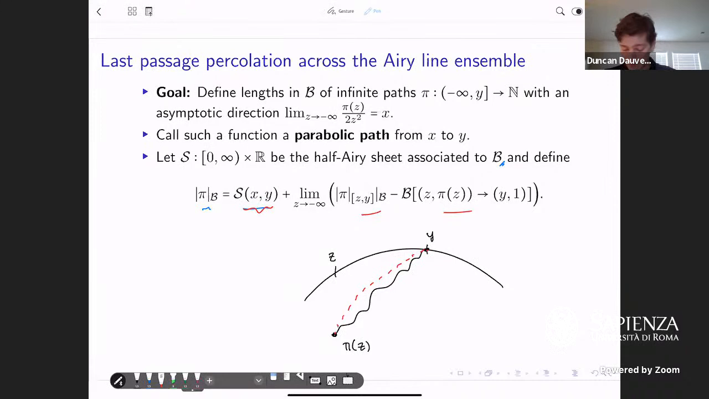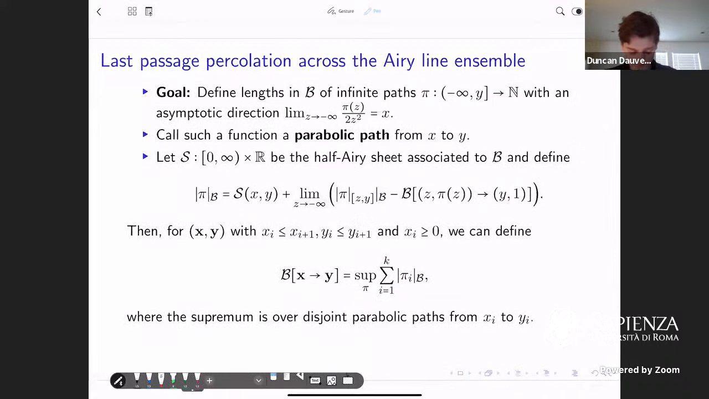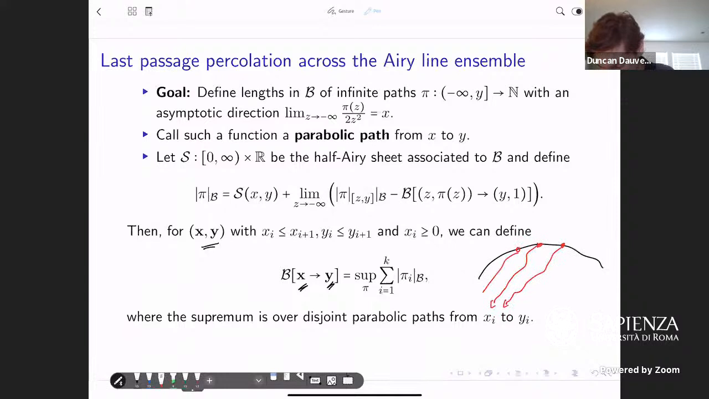And then you can use this to define, in the obvious way, multi-point last passage values across the Airy line ensemble. So basically if you have vectors X and Y, then you can say that the Airy line ensemble last passage value from X to Y is just the best possible sum of path lengths along parabolic paths from xi to yi. So this could be with your paths disjoint. So it's just like in the finite case, you're going to be taking the optimal possible sum of path lengths where the paths look like this.